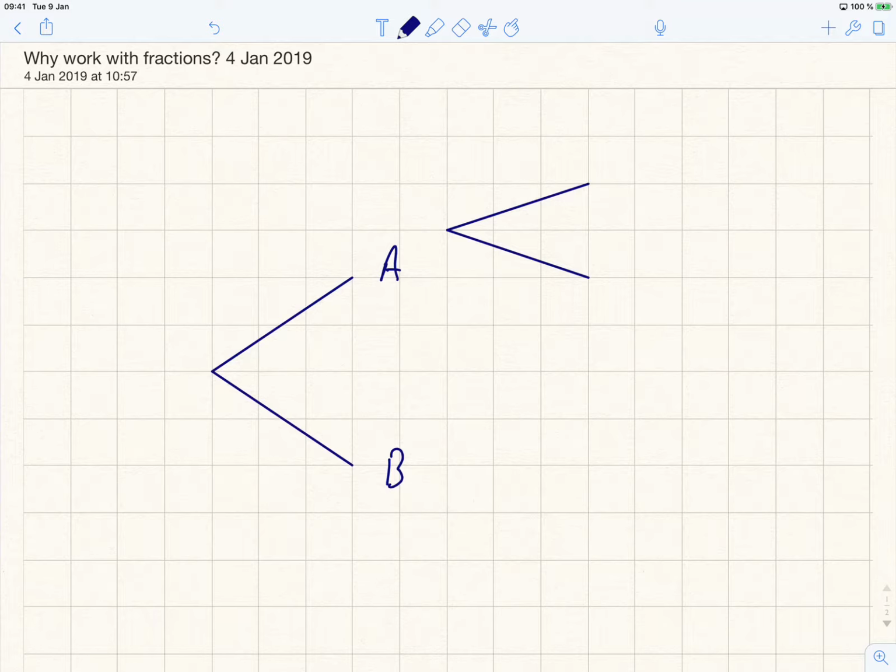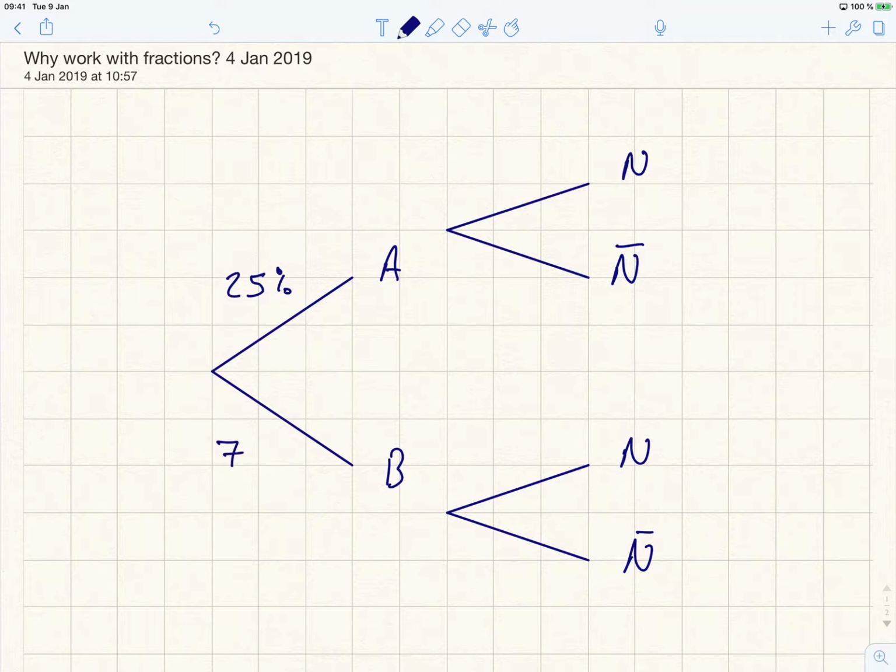So maybe this is N and this is not N. Again, we can do the same on this one. That could be N, that can be not N. And maybe we're doing percentages. Remember, these always sum to 1.